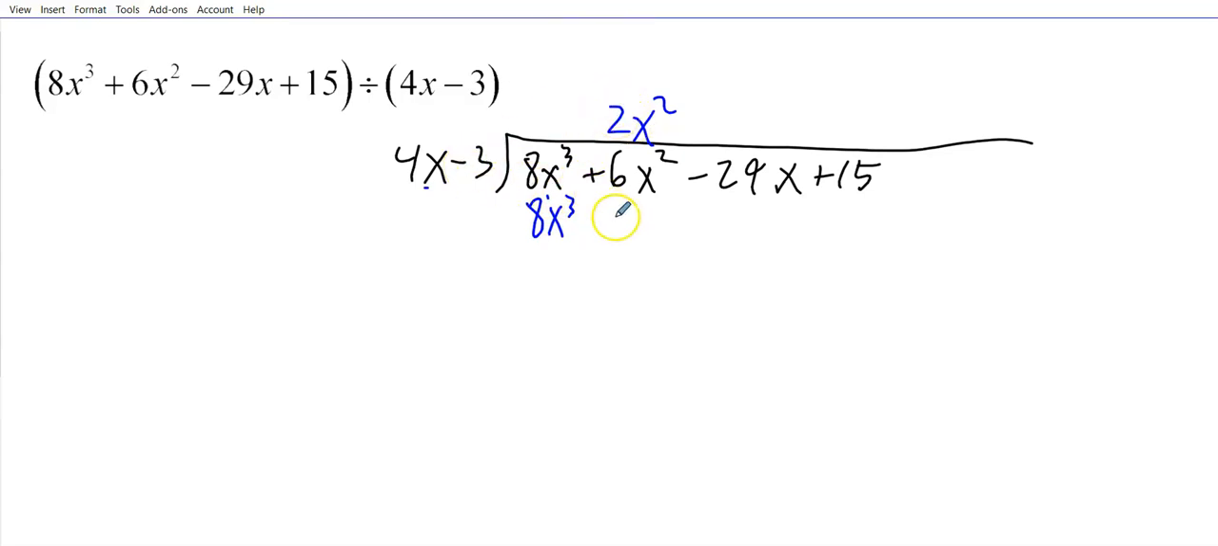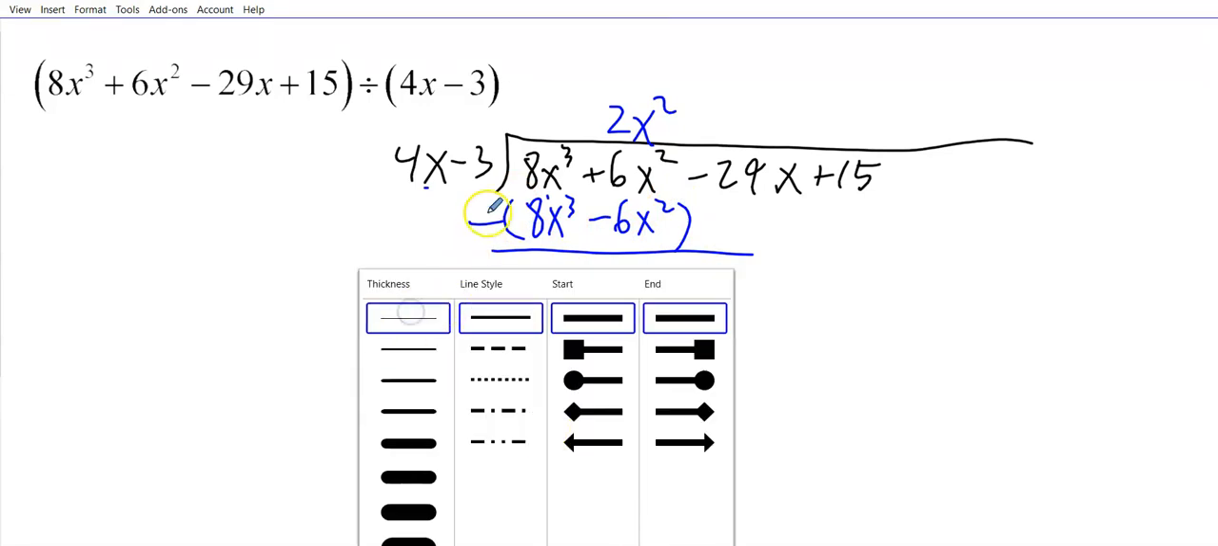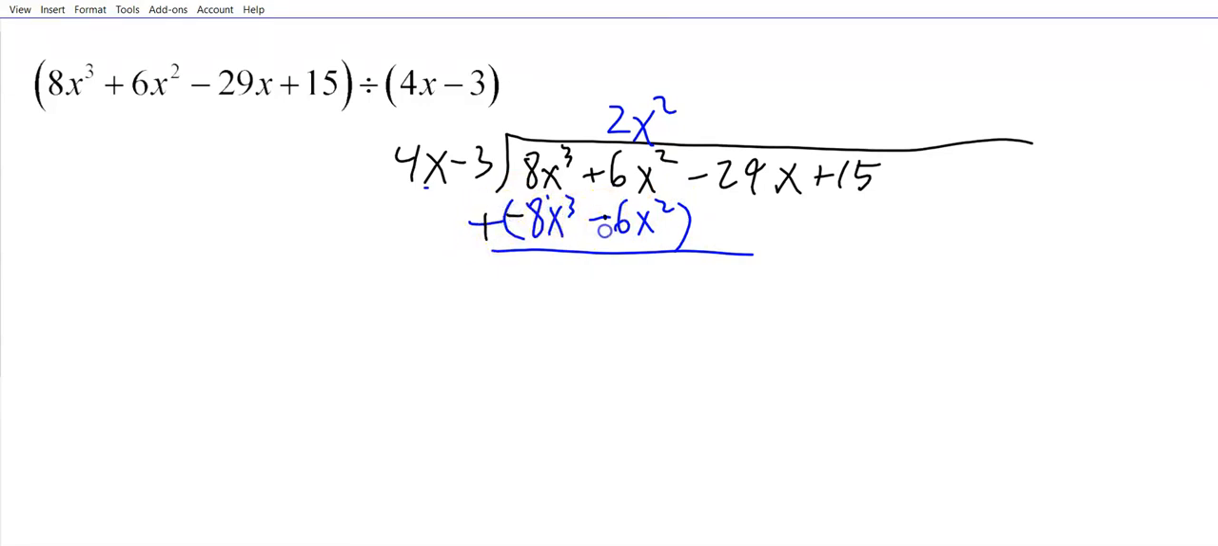2x squared times negative 3 is minus 6x squared. I'm going to subtract both of those guys. Distribute the negative here, so this becomes a positive, a negative, a positive. So I get 12, the first term goes away, 12x squared. Bring down the next term, minus 29x.